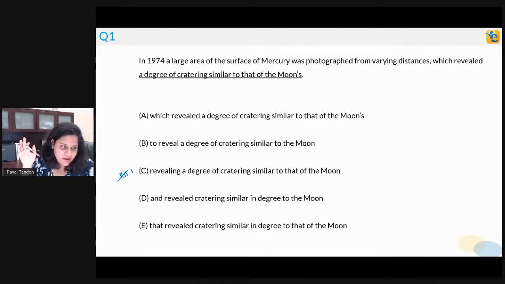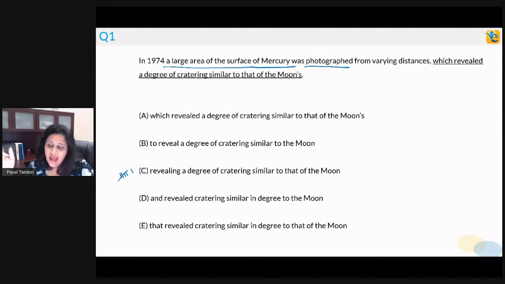Okay, let's quickly understand why I chose this question. In 1974, a large area of the surface of Mercury was photographed from varying distances, which revealed a degree of cratering similar to that of the moon's. Now, tell me what is wrong with this construction. From the meaning standpoint, it's relatively straightforward. There was a large area that was photographed, and what revealed a degree of cratering similar to that of the moon?